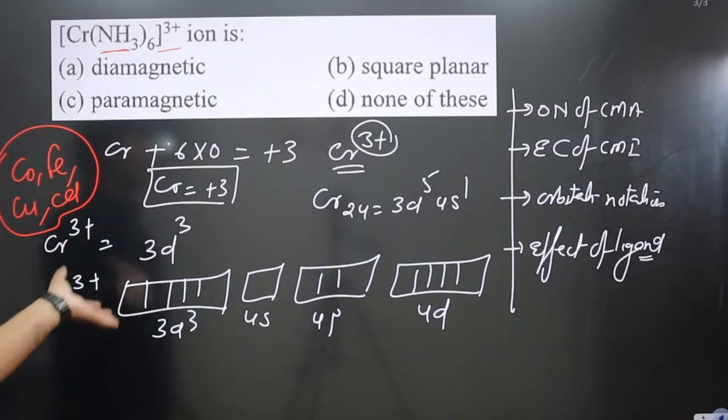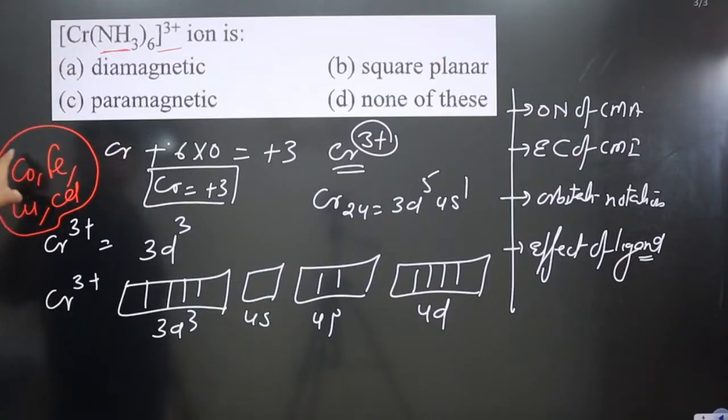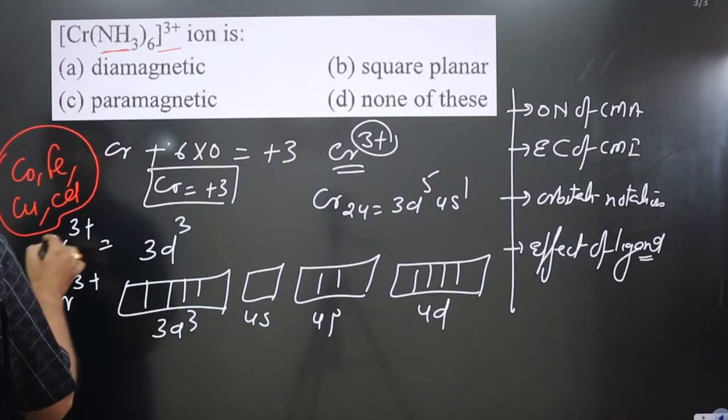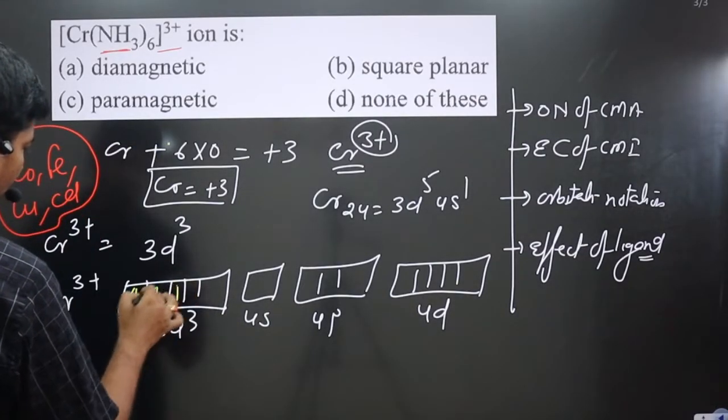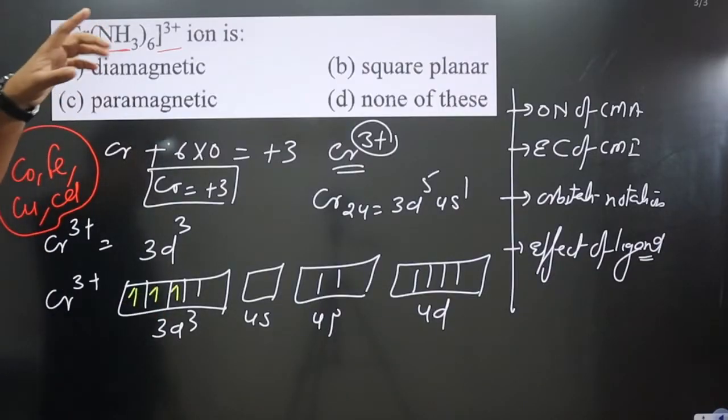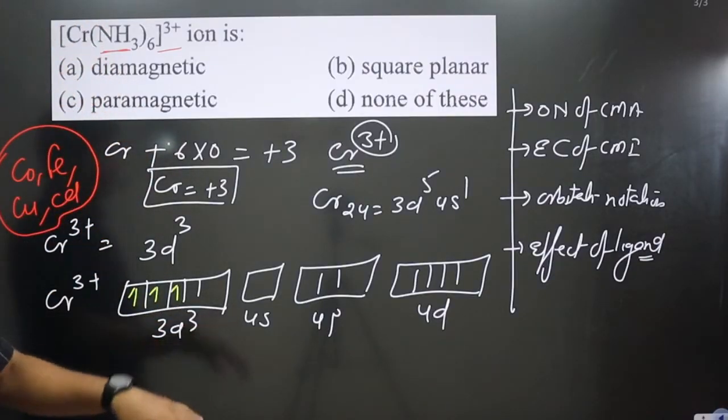With the remaining metals it will act as a weak field ligand. You can see chromium is not among these metals, so ammonia is acting as a weak field ligand in this complex. Weak field ligand means no pairing of electrons. We can fill the 3 electrons: first electron, second electron, and third electron, with no pairing since we consider it a weak field ligand.